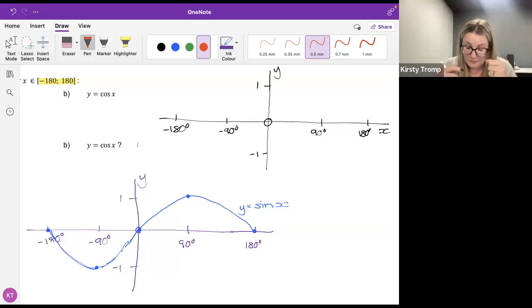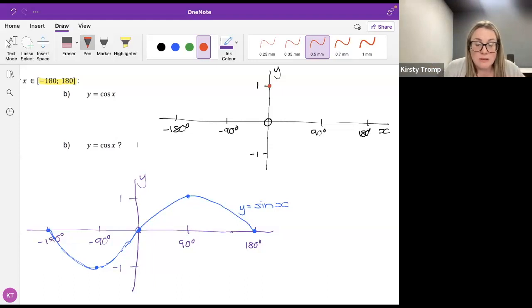All right, let's get going. So we're doing the cos graph. On your calculator, cos 0 equals, let's go. Well done. Cos of 0 equals 1.